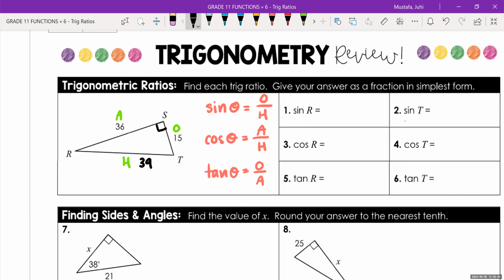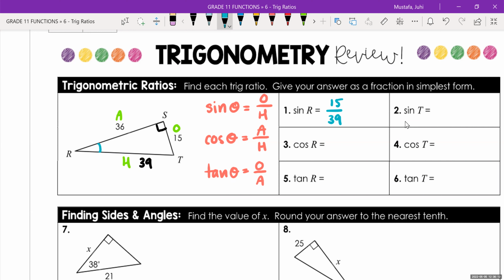All right, so when we're putting in our values, sine R is going to be opposite over hypotenuse. And remember, this is your R value right here. So opposite is 15, and your hypotenuse is 39. So the answer is just going to be 15 over 39. You could reduce this, you could divide both of them by 3, but I'm okay with us just leaving it unreduced because when you use your calculator, you get the same answer either way.